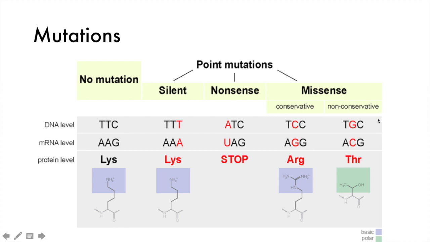But what if we change that to TGC, which is going to encode ACG, which means we're going to encode threonine instead of a basic amino acid. Now we've got a different type of amino acid, a polar amino acid. That's probably going to change the final protein product because of the chemistry of that different side chain. So these are all different types of mutations. And when you introduce a mutation, you're basically introducing a new allele into the population, and that's going to lead to microevolution.